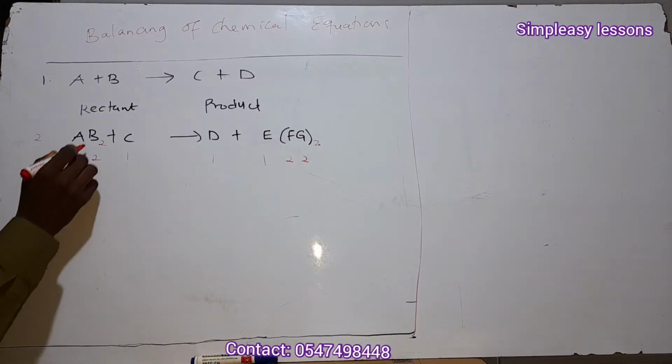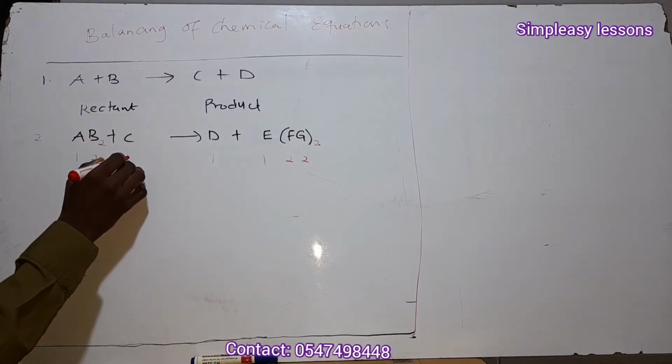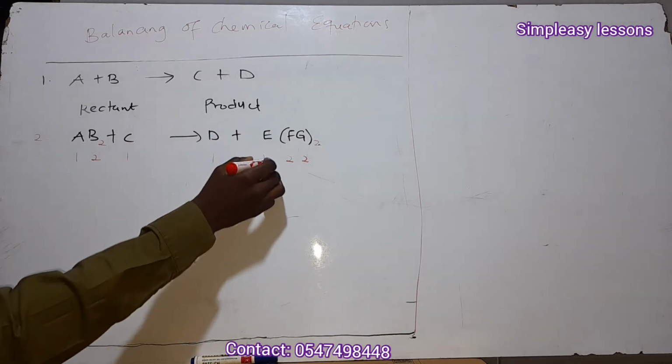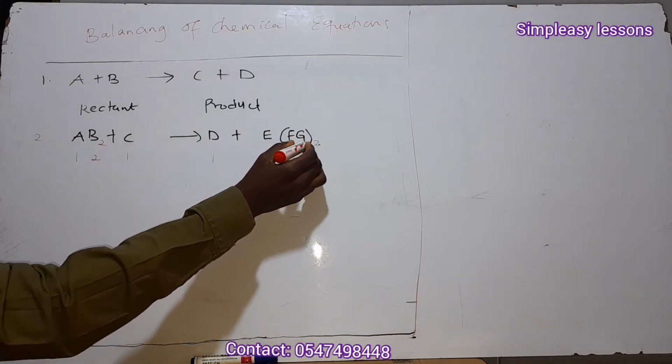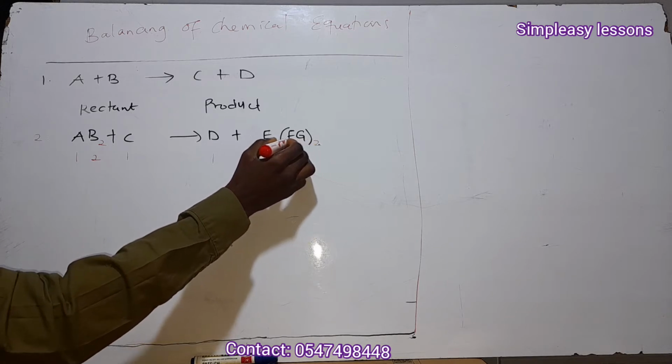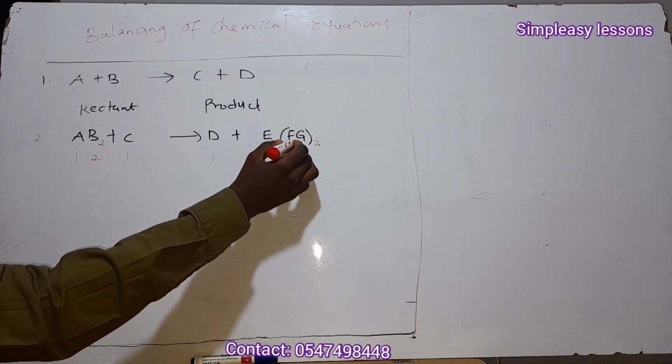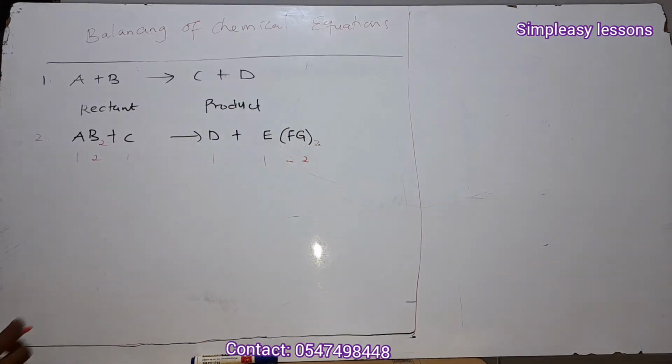We have 1 A, we have 2 of the B's, we have 1 C, we have 1 of the D, we have 1 of the E. But when it comes to F, there's a number here. The number here multiplies this particular one. So we have 2 of the F and we have 2 of the G as well. Good. That's the second thing we want to know before we jump into balancing of chemical equations.